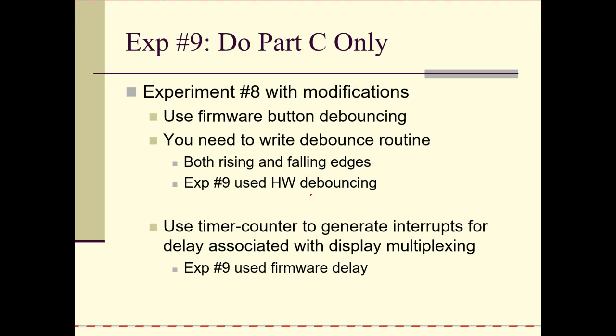So experiment 9 has a whole bunch of different parts to it. You want to do part C. Essentially, part C is a redoing of experiment 8. In experiment 8, you debounced the buttons in hardware. In experiment 9, you're going to debounce the buttons in firmware. In experiment 8, you had a dumb delay, a delay that used instructions. In experiment 9, you are going to use the timer counter for delay. Once again, that delay is associated with the display multiplexing.